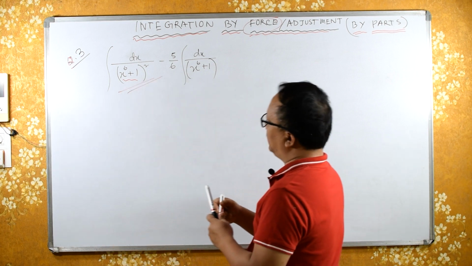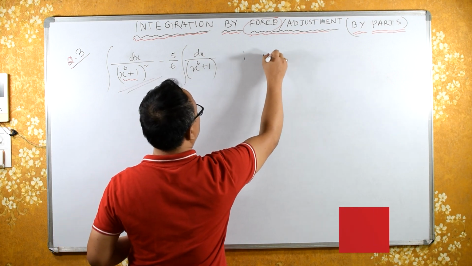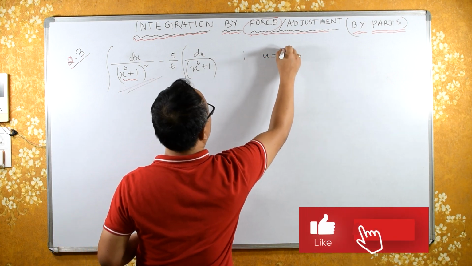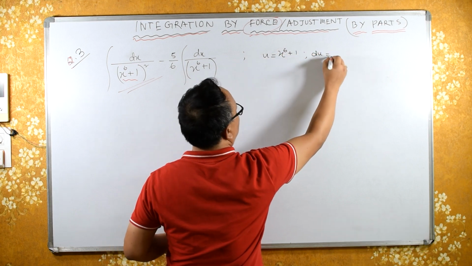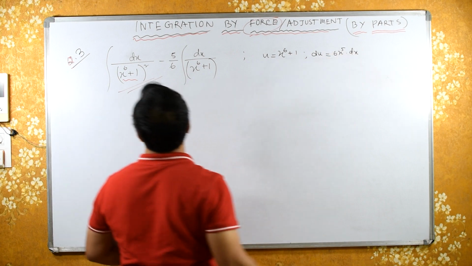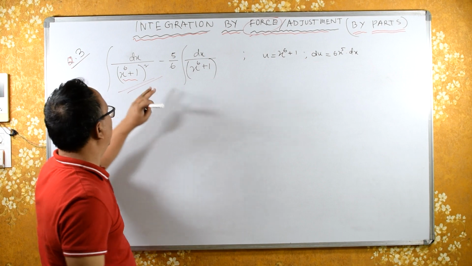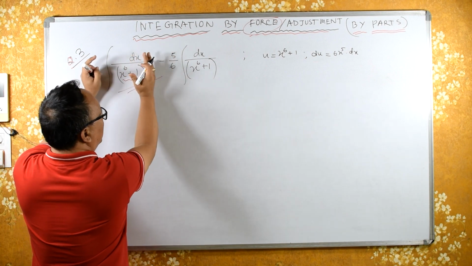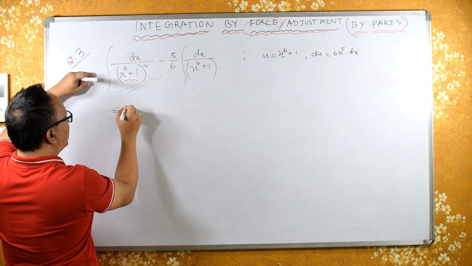In this part, if I substitute u equals x^6 plus 1, then my du will be what? 6x^5 dx. Good. Let's consider this part. We'll solve this part later on. Now this integral is the same as.